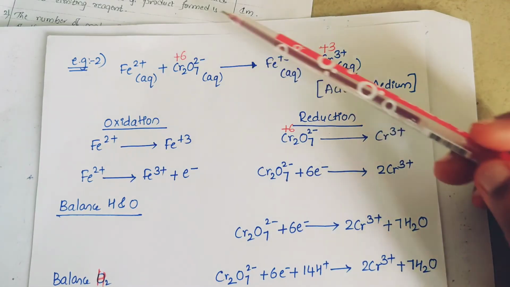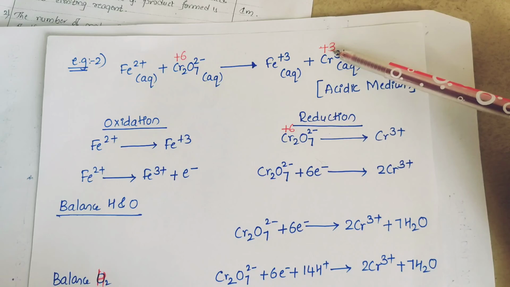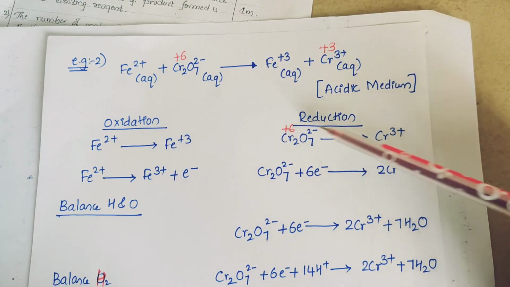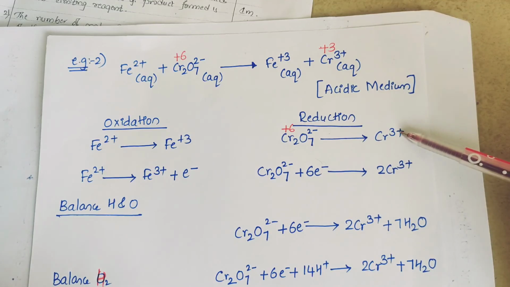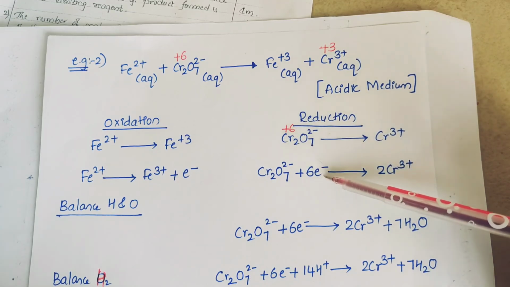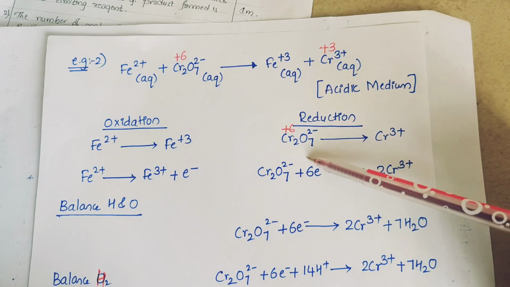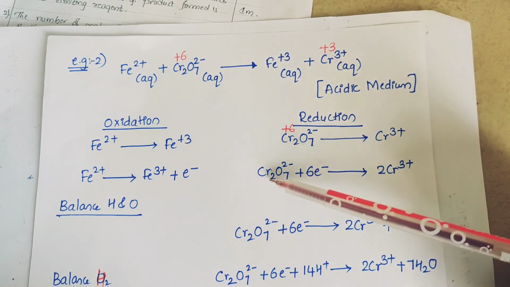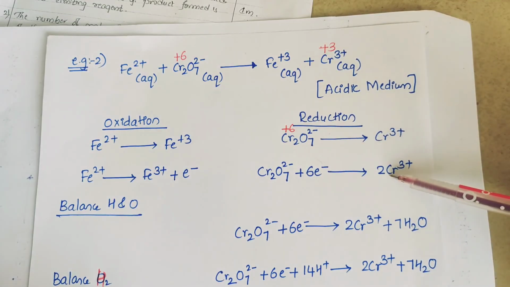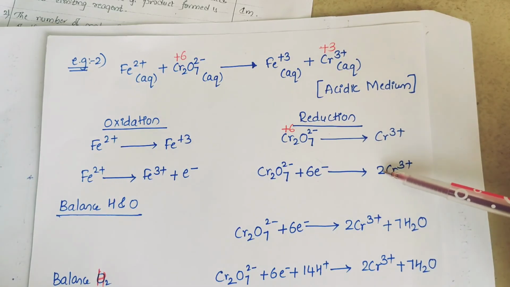Chromium plus 6 is changing to chromium plus 3. So it is undergoing reduction. So the reduction reaction I'll write separately here. Plus 6 is changing to plus 3. So there is a change of 3 electrons. Because you have 2 chromium atoms, the change in electrons will be 6. Reduction is gain of electrons. So write these 6 electrons towards the reactant side. So Cr2O7 2 minus plus 6 electrons giving rise to 2 Cr3+. So we have balanced the chromium also, 2 Cr3+.